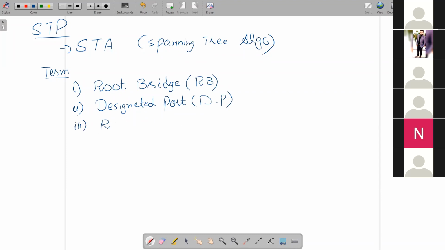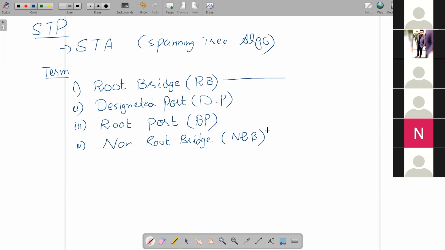Then there is another term, the root port, which we call RP. And there are other switches which we call non-root bridges, NRB. So guys, you need to remember these terminologies: root bridge (RB), designated port (DP), root port (RP), and non-root bridge (NRB).